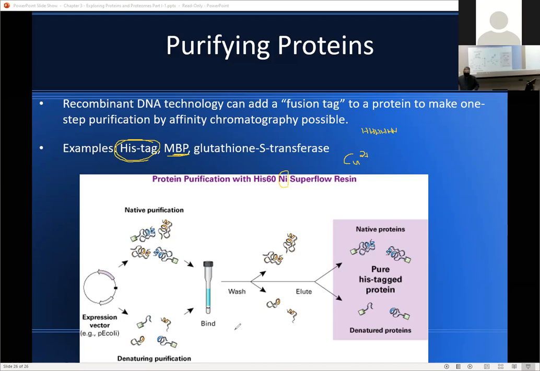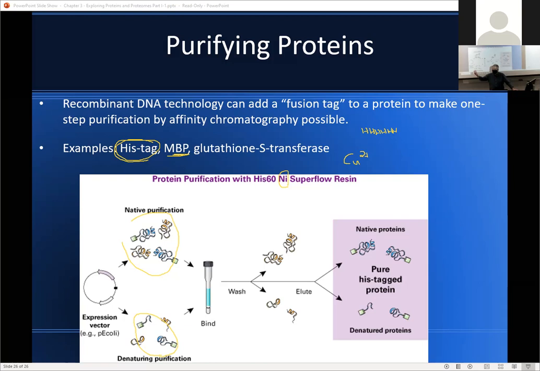Then there's a couple of ways you can elute it off, increasing concentrations of imidazole is going to interrupt that interaction between the HIS tag and the column, and then you'll get very pure protein in pretty much one step. Here I kind of skipped over, here they're showing a native purification versus a denaturing purification. That's another nice thing about a HIS tag is that you can denature the proteins and the HIS tag will still stick to the column.